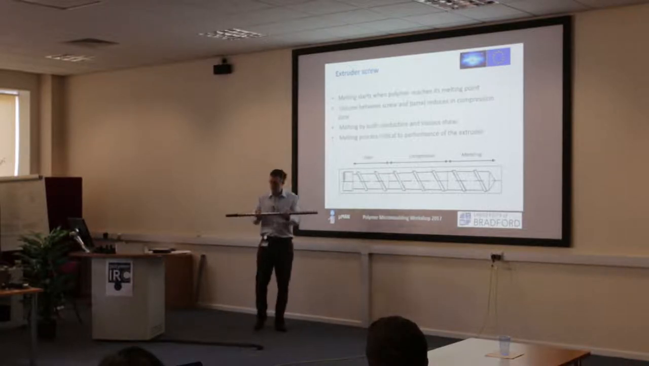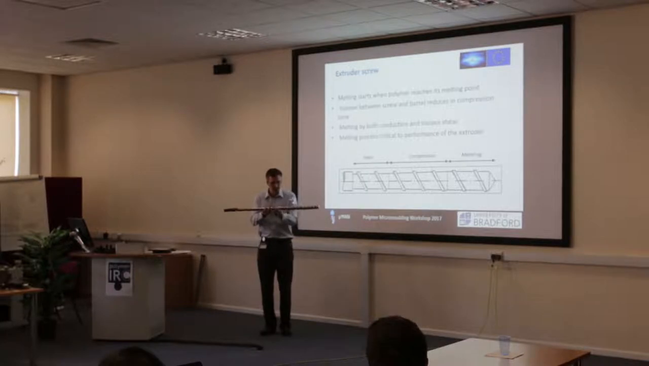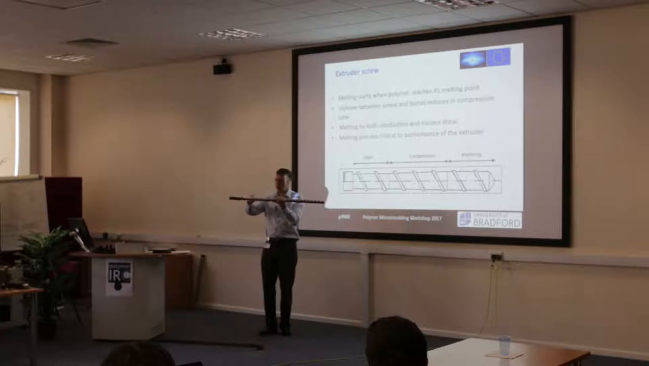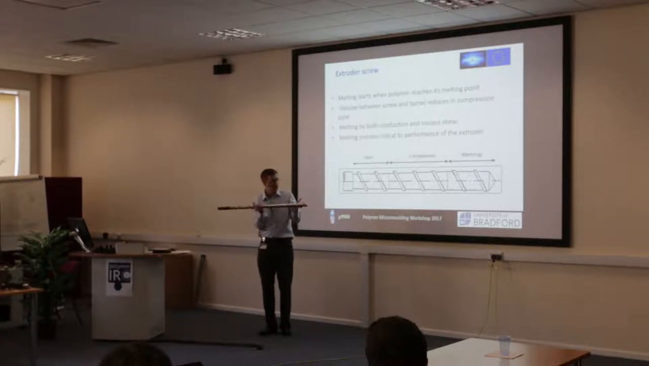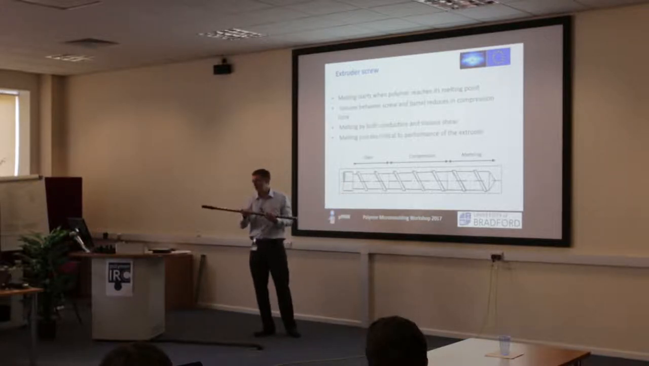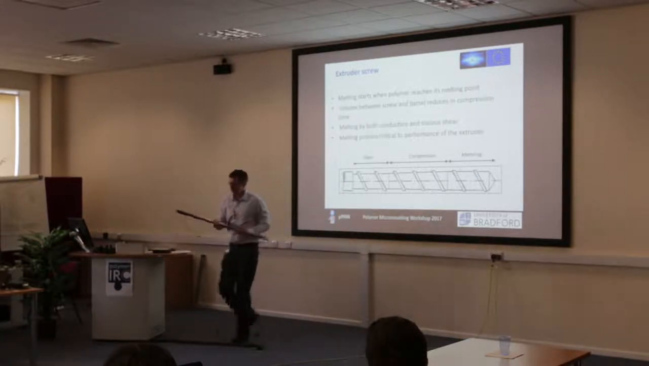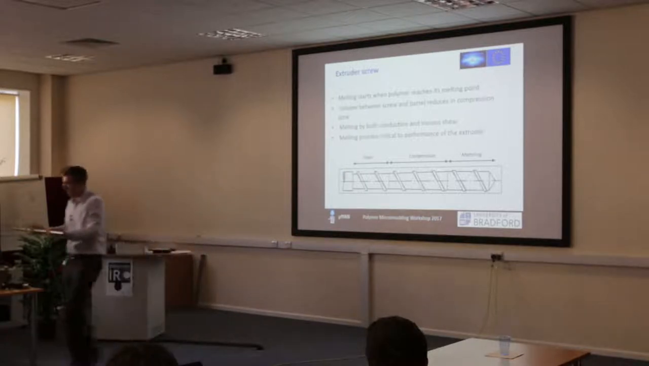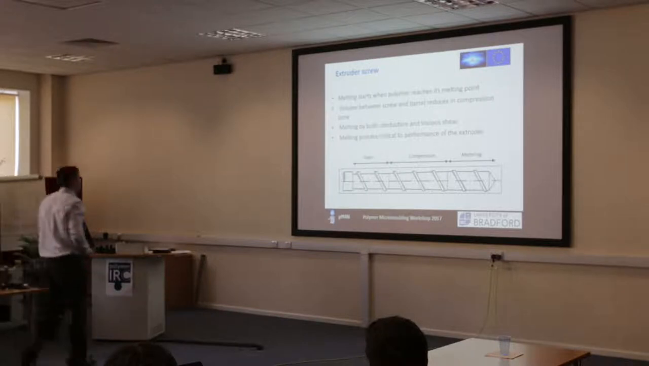When I pass the screw around and you have a look at it, when you first look at it, you might not be able to see it, but if you look in detail, this feed region is a deeper channel section, and it gradually is compressed in this region, and then it becomes constant again in this region. So you can pick out the three distinct zones of the extruder screw. I'll pass this round. Please watch your fingers, because it is quite heavy. So you can have a look at that.